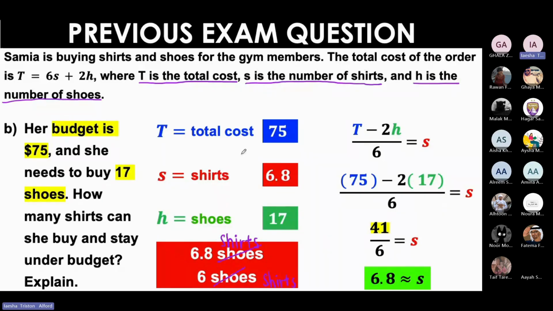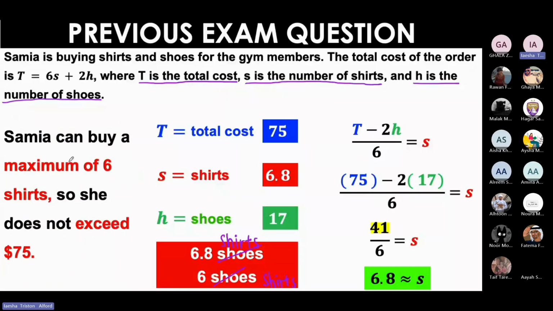Or if you want to talk about going to the mall, you have 75 dirhams. You went to H&M, you got 17 shoes, and you can only get 6 shirts. So if they ask you to explain something like this, you have to tell them the maximum number of shirts I can get is 6. I can only buy 6. You can't buy 7. You do not have enough money for 7. You only have enough money to get 6. So you just tell them the maximum number of shirts is 6. Enough.